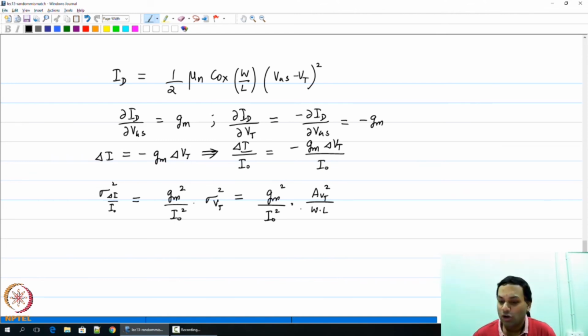Please also note that you have actually lost the negative sign that you originally had. That is because once you look at the tightness of the distribution itself, the actual dependence of delta I on delta Vt no longer matters. What you really care about are the mean and variance of the Gaussian distribution itself. At that point, you do not care about this particular negative sign.